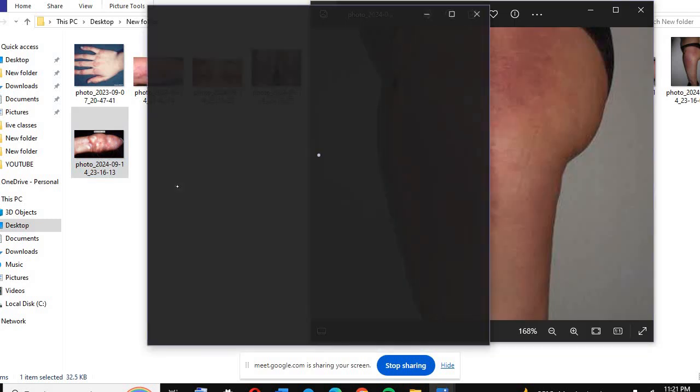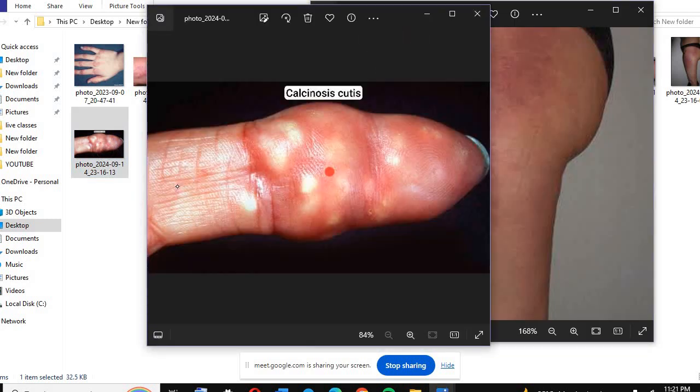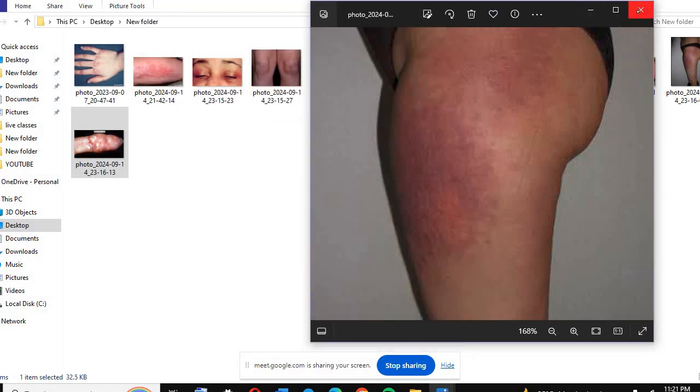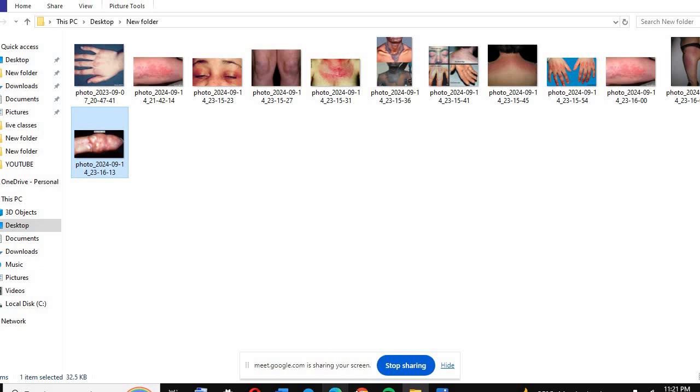What is this? You can see there is something like a calcification, whose name is also written there: calcinosis cutis. This calcinosis cutis is seen in CREST syndrome and in juvenile dermatomyositis. All these images I will share in the WhatsApp group, so you can download them from there.